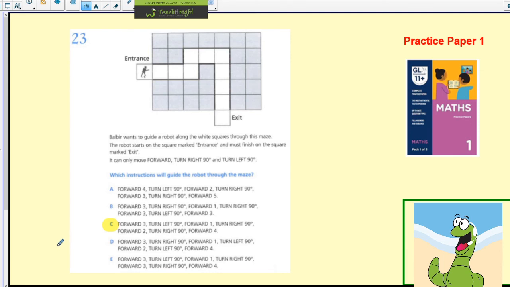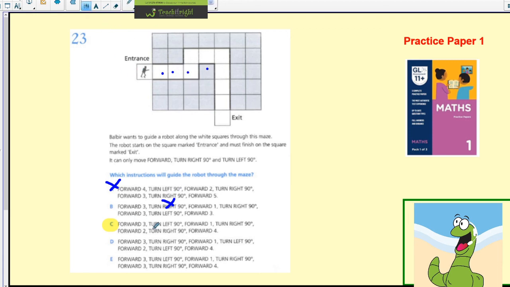23. Oh my goodness. Balbe wants to guide a robot along a white square through the maze. It can only move forward, right, or left. Which instructions? So forward 3. Well, so first off, I can eliminate. So forward 4. 1, 2, 3, crash 4. So not A. Forward 3 works. Turn right, crash. So it can't be this one. So it goes wrong there. Forward 3. Let's check this one.